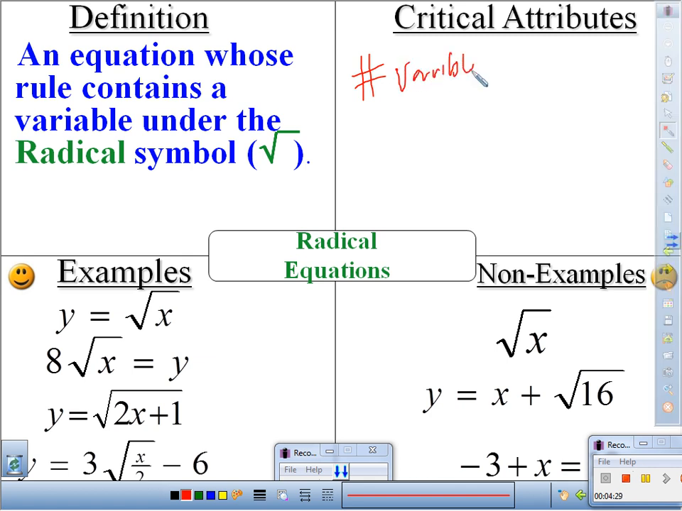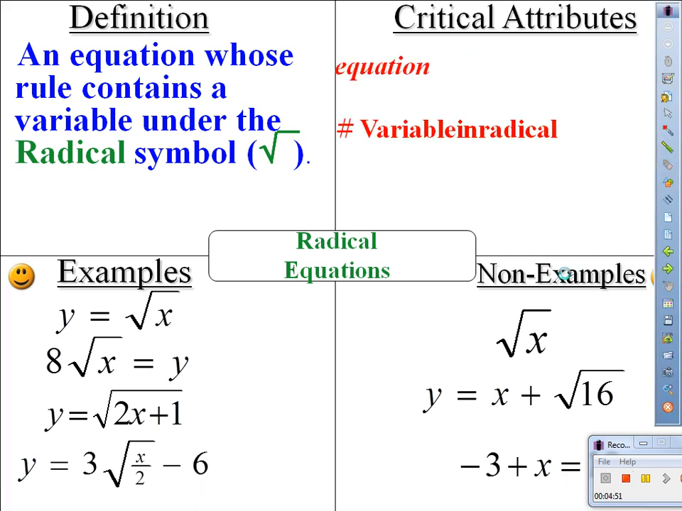Hashtag what? Anthony, go. Variable under what? Radical. All right, pass someone. Bree. Equations. That pretty much sums it up, yes? Okay.